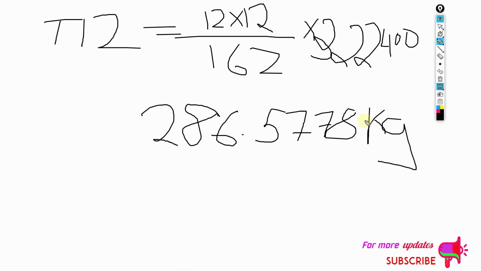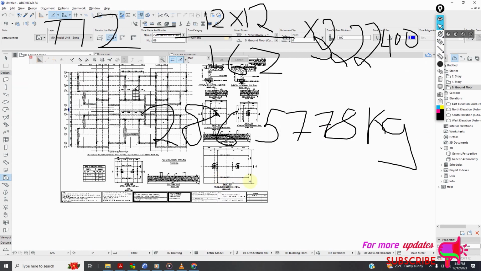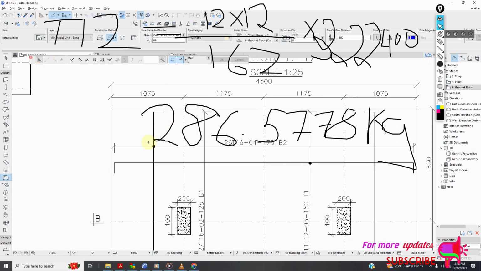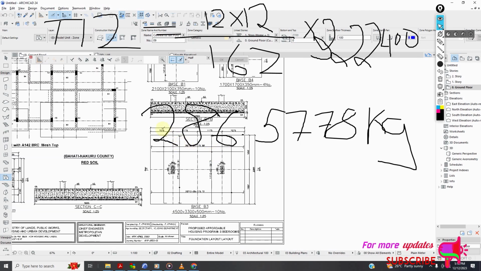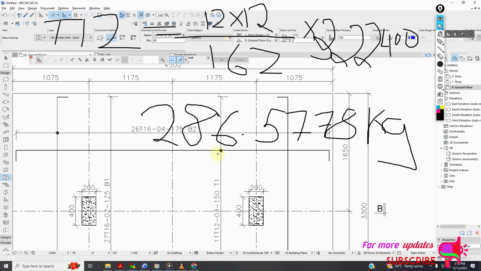So from there we can clearly see that this combined footing here will need 286.5778 kilograms of T12 reinforcement bars.